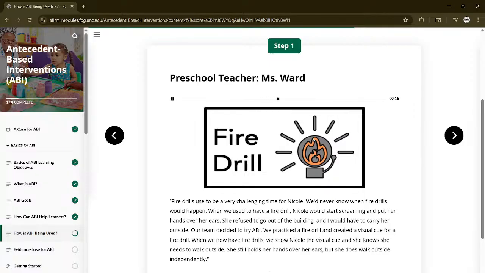Our team decided to try ABI. We practiced a fire drill and created a visual cue for a fire drill. When we now have fire drills, we show Nicole the visual cue, and she knows she needs to walk outside. She still holds her hands over her ears, but she does walk outside independently.